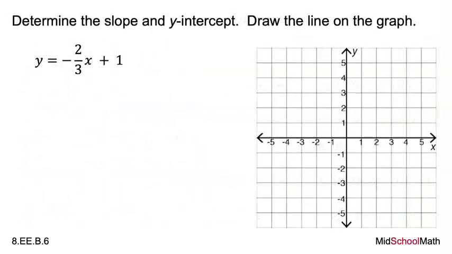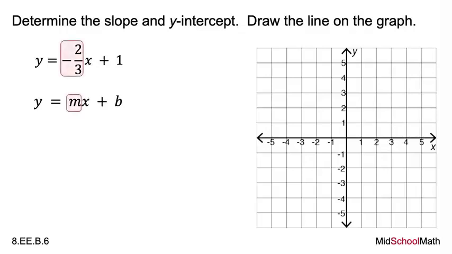Determine the slope and y-intercept. Draw the line on the graph. We see the equation y equals -2/3 x plus 1. The equation of the line is written in slope-intercept form, or y equals mx plus b. That allows us to identify the slope and the y-intercept.